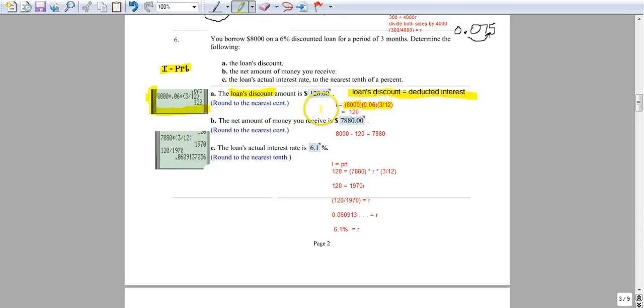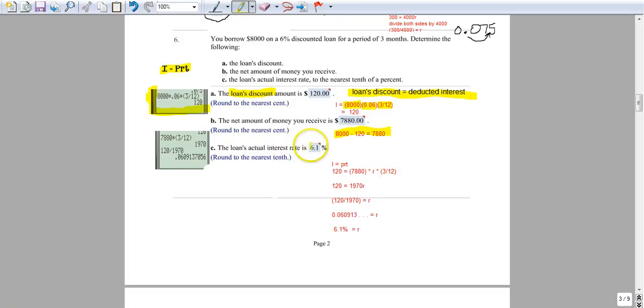So the net amount of money you actually receive, they're going to deduct that quote-unquote loan's discount from this amount of money that you've borrowed. So 8,000 subtract 120, you'll actually receive $7,880.